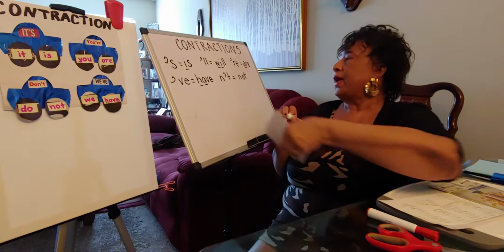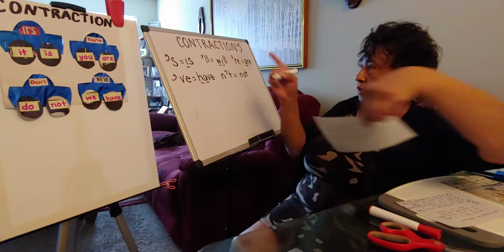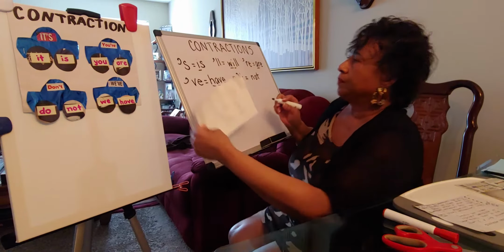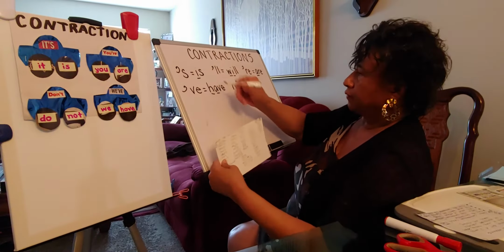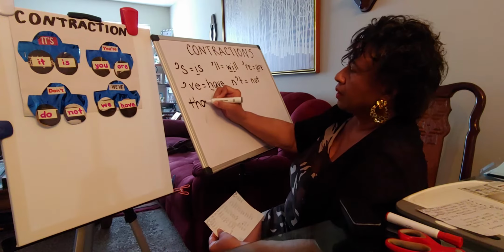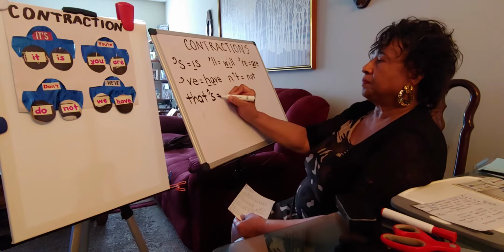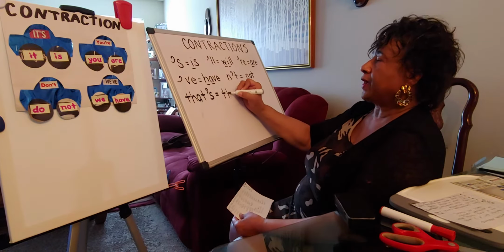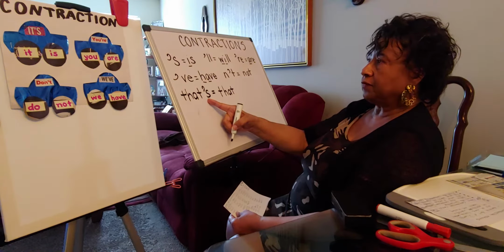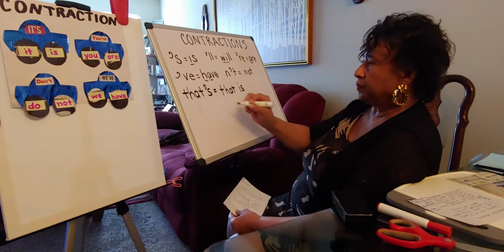Now, I'm going to write a word on the board, and I want you to look at the meanings of each contraction and tell me what two words they mean. Okay, let's look at the first one. That's. What does that's mean? What's the first word? That, T-H-A-T. And what does the apostrophe S stand for? Is. So that's means that is.